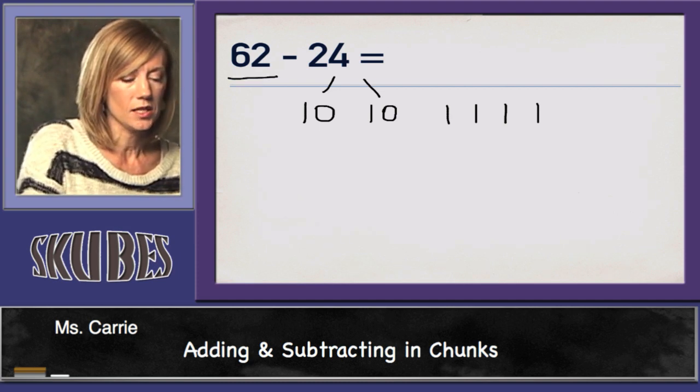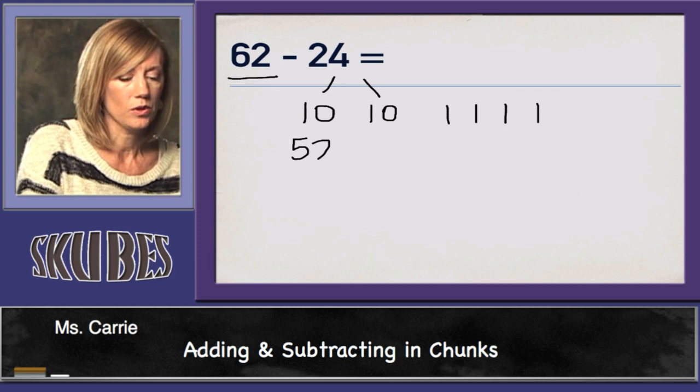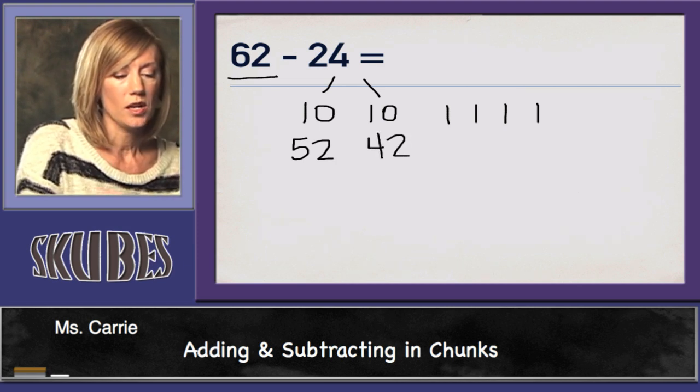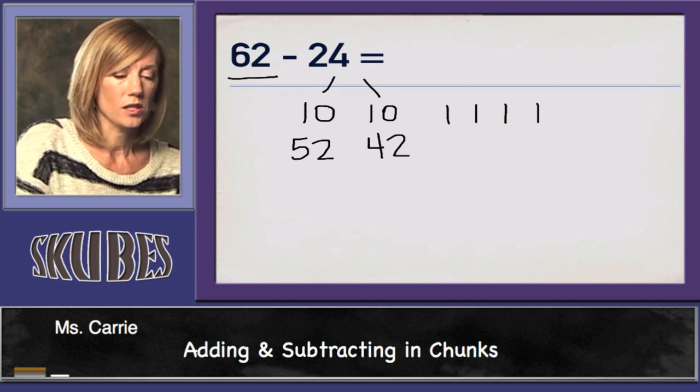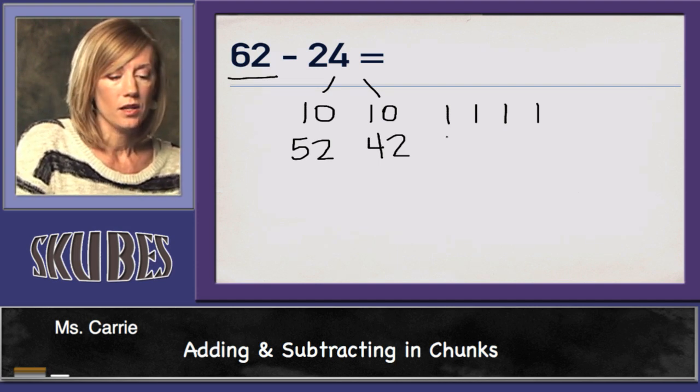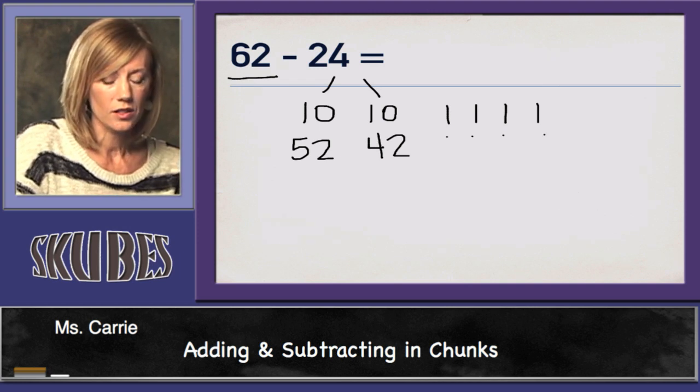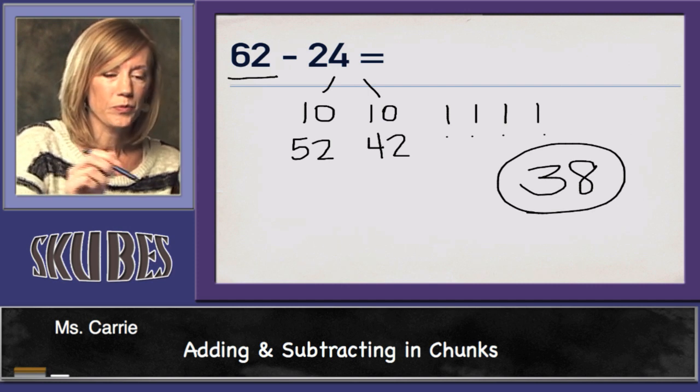Now let's subtract. 62 minus 10 would be 52, minus 10 would be 42. Now let's count backwards by ones. 41, 40, 39, 38. Our answer here is 38.